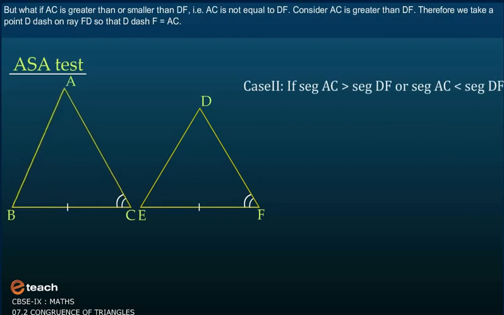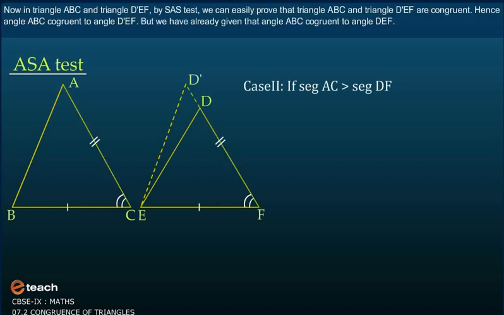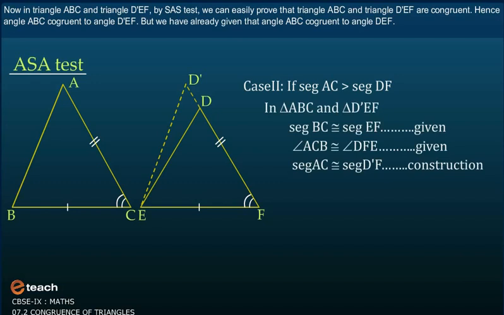But what if AC is greater than or smaller than DF? That is, AC is not equal to DF. Consider AC is greater than DF. Therefore, we take a point D dash on ray FD so that D dash F is equal to AC. Now in triangle ABC and triangle D dash EF, by SAS test we can easily prove that triangle ABC and triangle D dash EF are congruent.